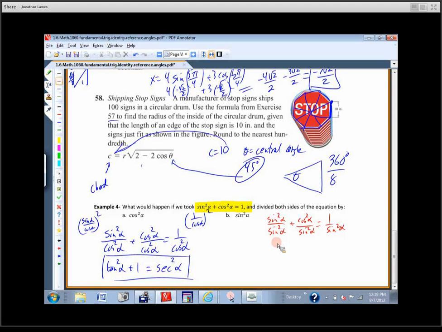So think about those identities you're supposed to have memorized. This is a 1. What's cosine over sine? That's going to be cotangent squared of alpha. And what's 1 over sine? That's going to be cosecant squared of alpha. Okay, so there are 2 other Pythagorean identities. We'll use all of those. Okay. Any questions? Definitely have to have this one memorized. The Pythagorean identity, got to have that one.